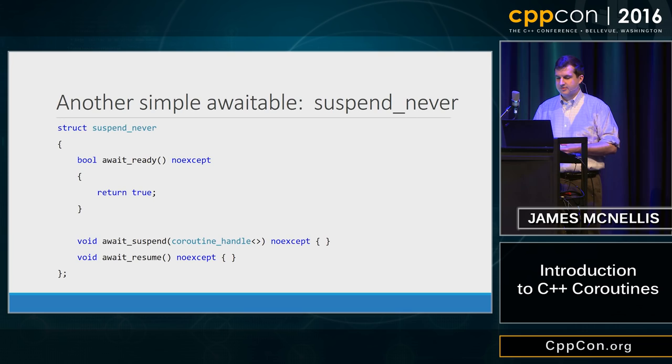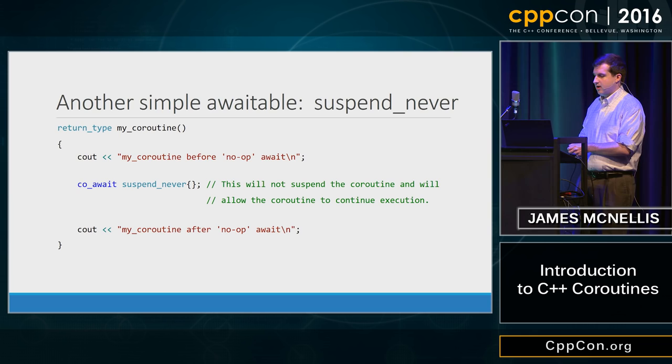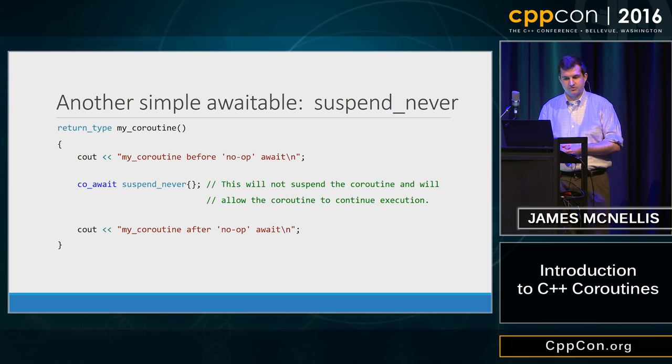There's another simple awaitable type called suspend_never, and this one just does not suspend. So you can see instead of returning false from await_ready, we return true. And we can look at a program that uses this one too. So here, my_coroutine, if you call it, will print out my coroutine before the no-op await. It will then await on the suspend_never, which will not suspend, and the coroutine will just continue execution. And then it will print out my coroutine after the no-op await. So here, the caller does not get the opportunity to resume the coroutine because it never actually suspends.